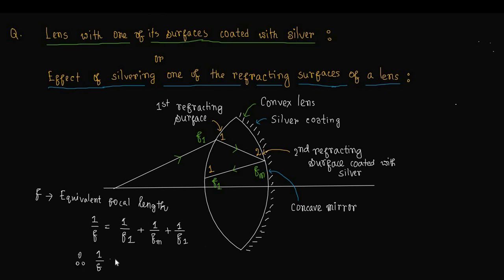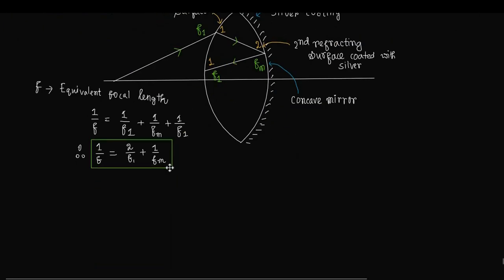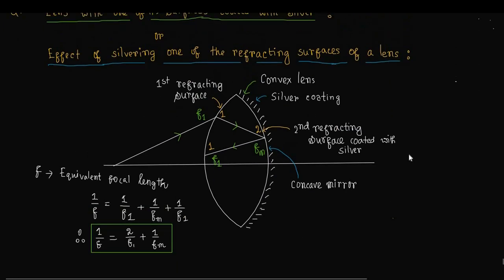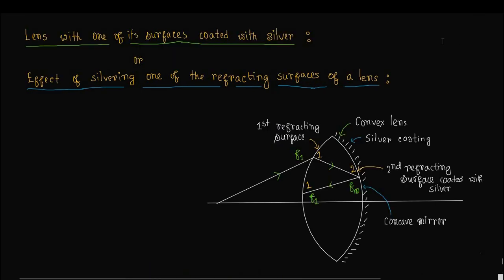Therefore, 1 by f is equal to 2 by f1 plus 1 by fm. In this case, reciprocal of equivalent focal length, that is 1 by f, is equal to 2 by f1 plus 1 by fm. Now, if we illustrate elaborately, then we have to write what?